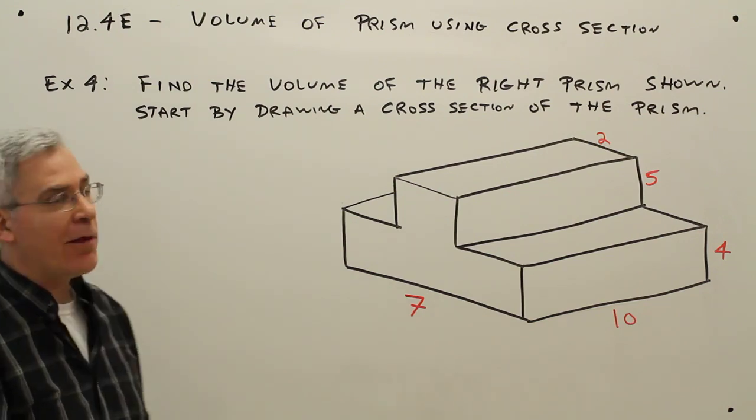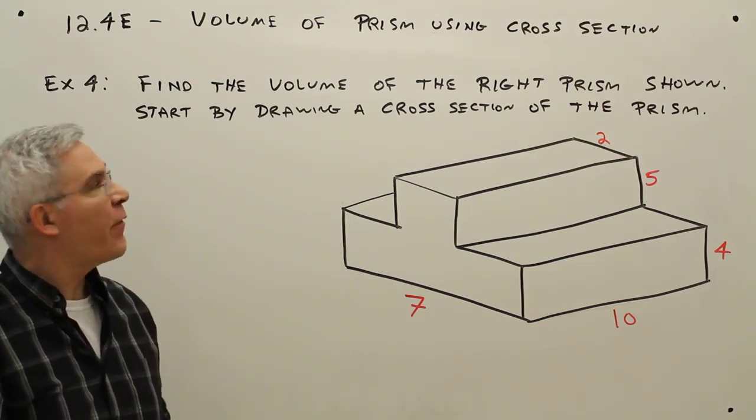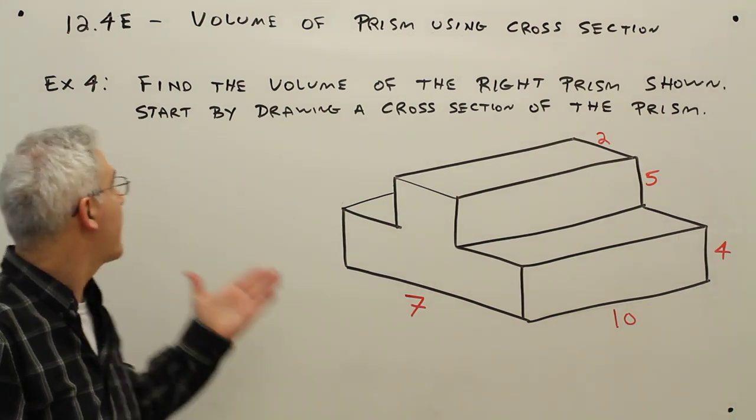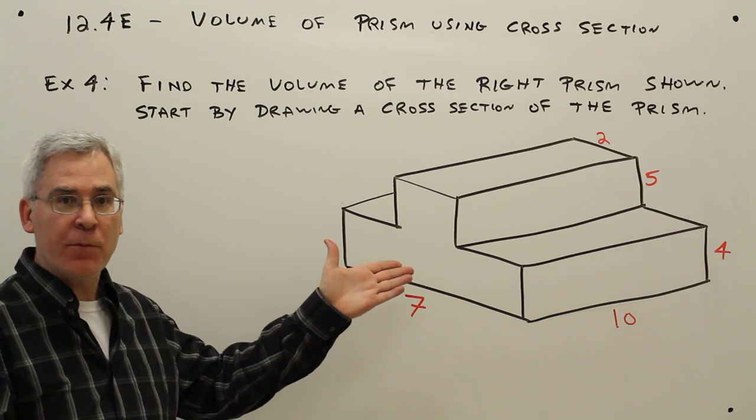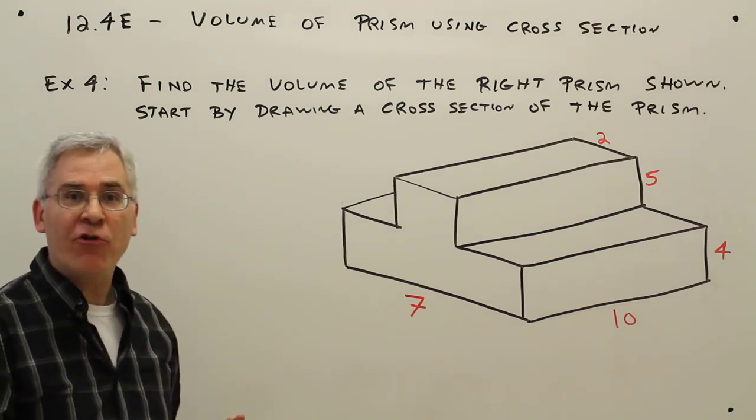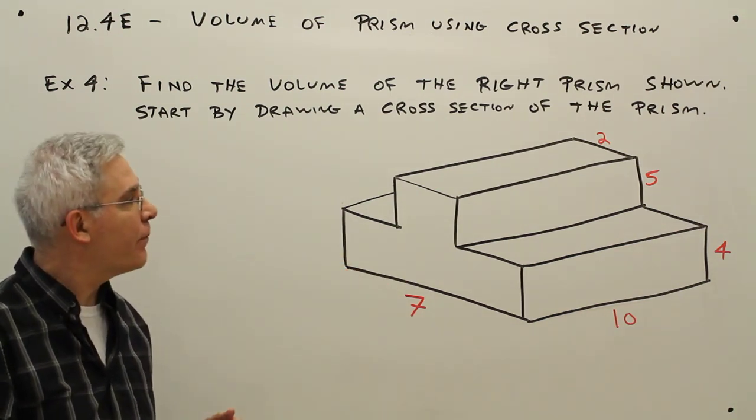Welcome to video 12.4e, volume of a prism using cross-section. Here's example 4. Find the volume of the right prism shown. Start by drawing a cross-section of the prism.